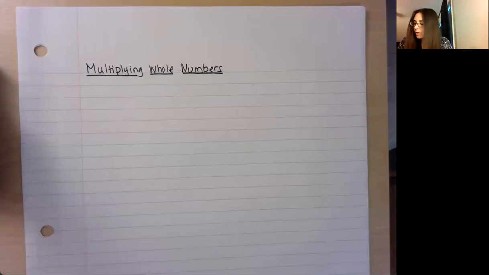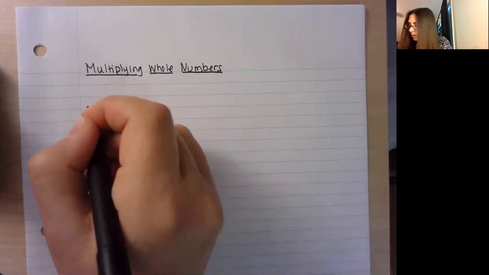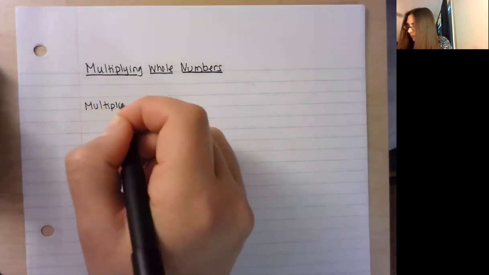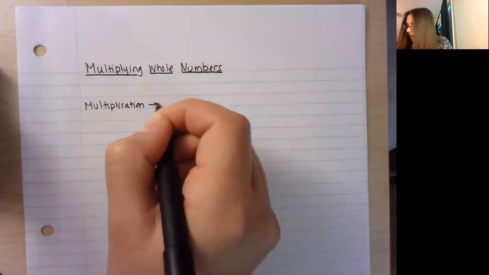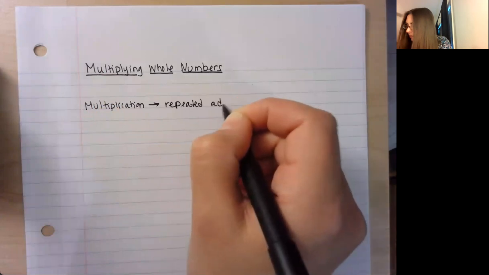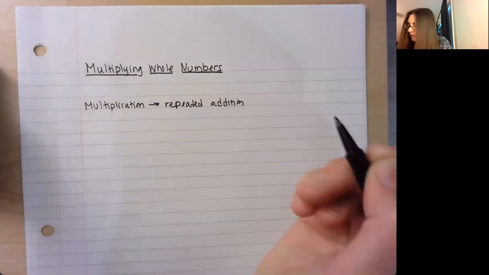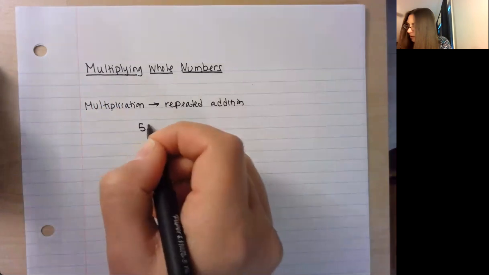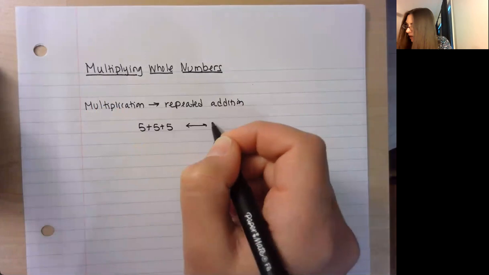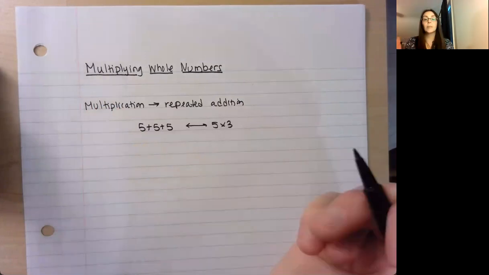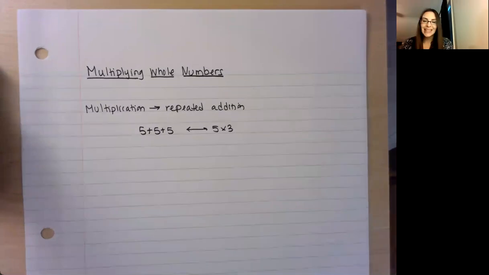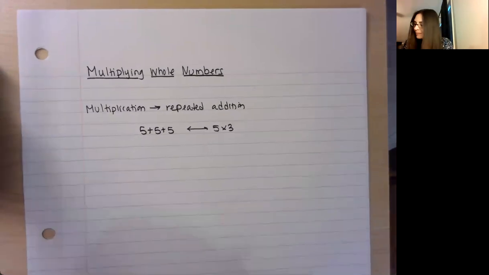So the first thing you want to note is that multiplication is really just repeated addition. So for instance, 5 plus 5 plus 5 is the same thing as 5 times 3. So multiplication is really just a lazy way to write addition. So it's repeated addition over and over and over again.